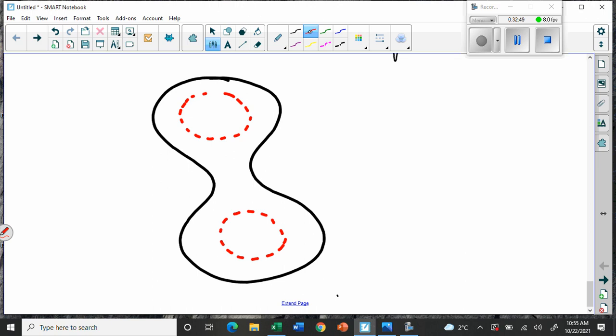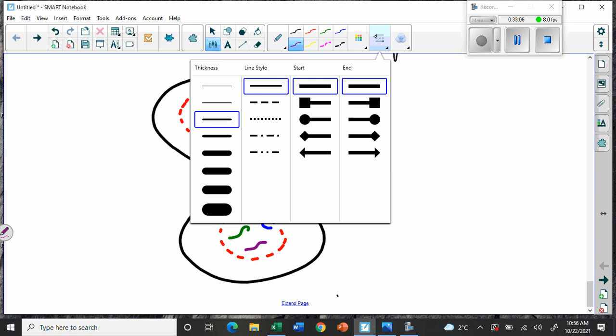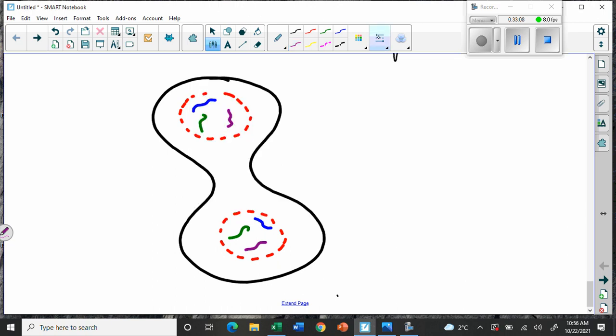And now in each one, we have a little wiggly blue chromosome, we have a little wiggly purple one and a little wiggly green one that were pulled in there. A little green one, a little blue one down here, and a little purple one here. So what's happening now is the nuclear membrane begins to reform, right? But it reforms in two different places because we're forming two different cells.